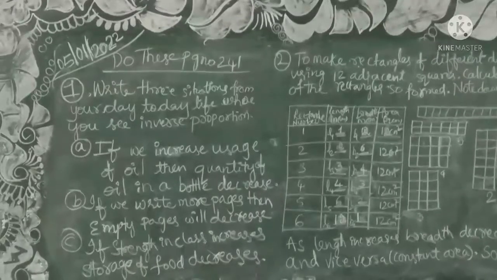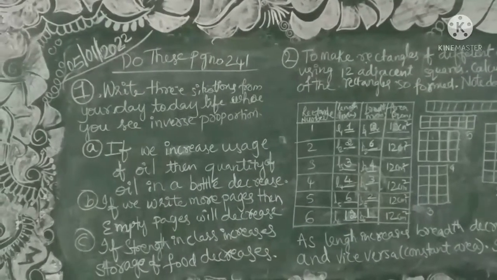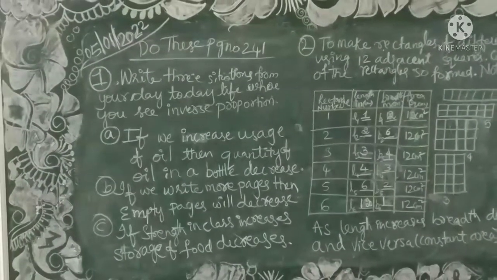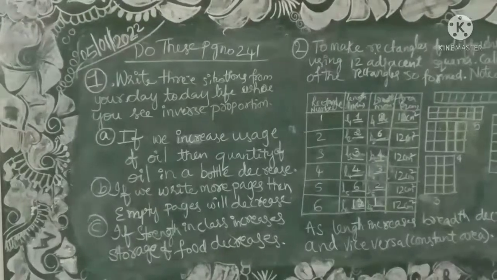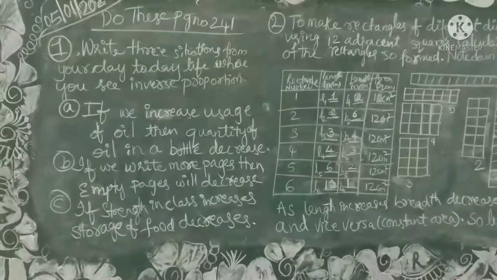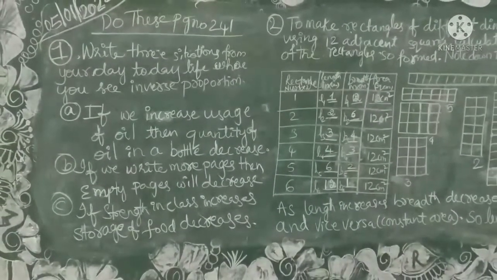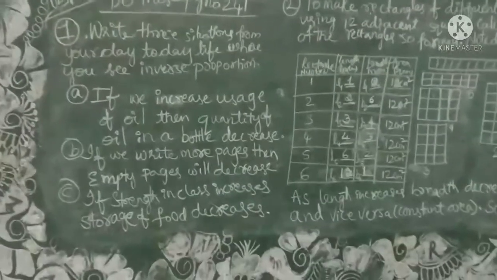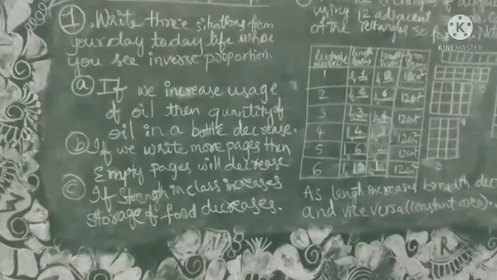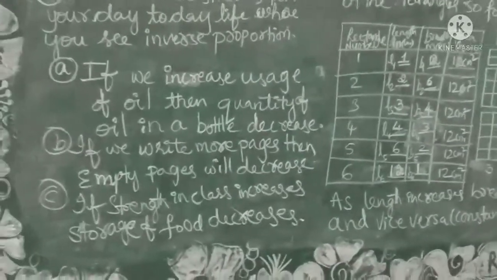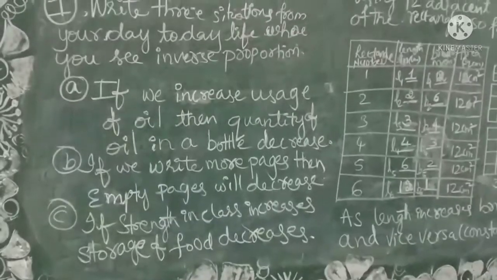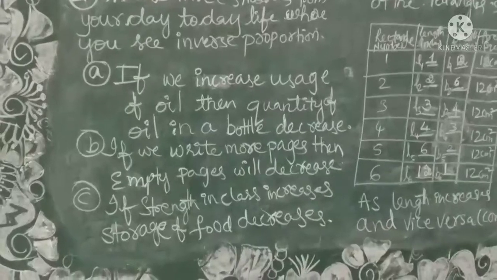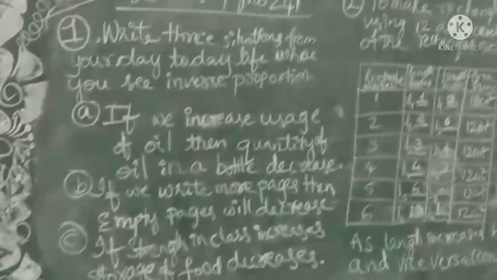Do this on page number 241 of 8th class maths, 10th chapter, direct and inverse proportions. First question: write 3 situations from your day-to-day life where you see inverse proportion. A. If we increase usage of oil, then the quantity of oil left in the bottle decreases. B. If we write more pages, then empty pages will decrease. C. If strength in class increases, storage of food decreases.